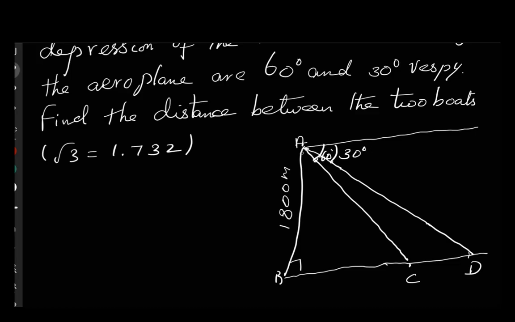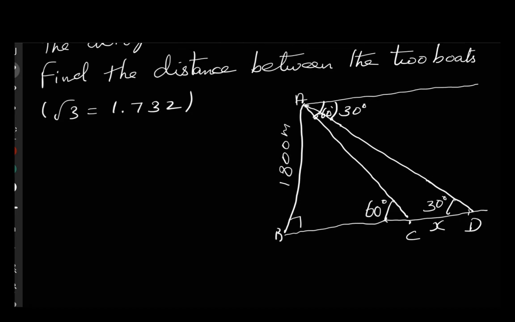So 60 is making with the line AC. So alternate angles are equal. This is the line of sight and this is the horizontal line. So the two lines are parallel, so alternate angles are equal, 60°. And this angle you are getting here is 30°. Question, find the distance between the two boats. That's all.